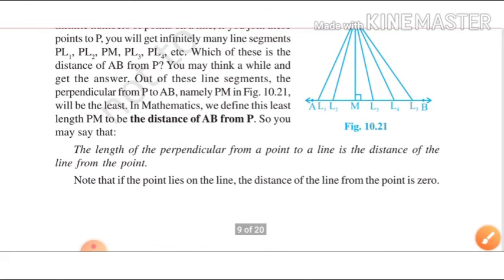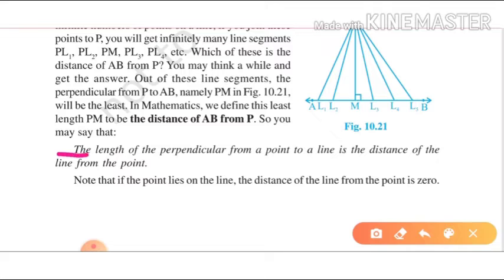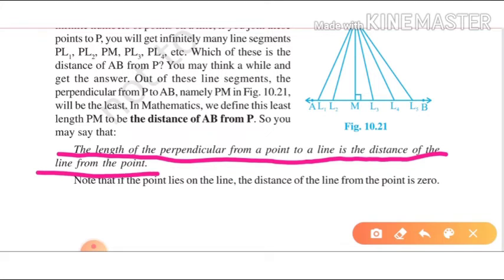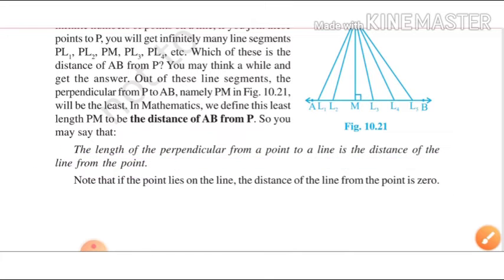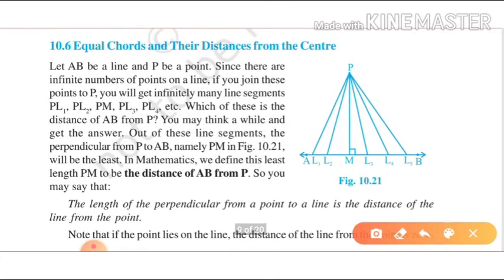Now, one thing you have to remember, the length of the perpendicular drawn from a point to a line is the distance of the line from the point. We know that the perpendicular distance is the shortest distance. Okay, if you look here, this PM is perpendicular to this AB, and it is the shortest distance. Perpendicular means it is 90 degrees.